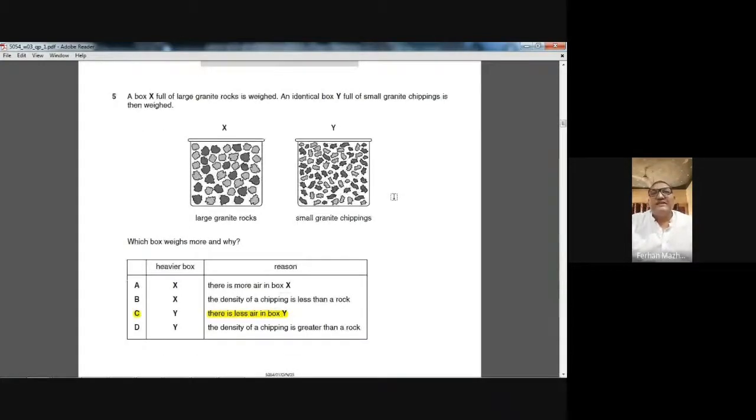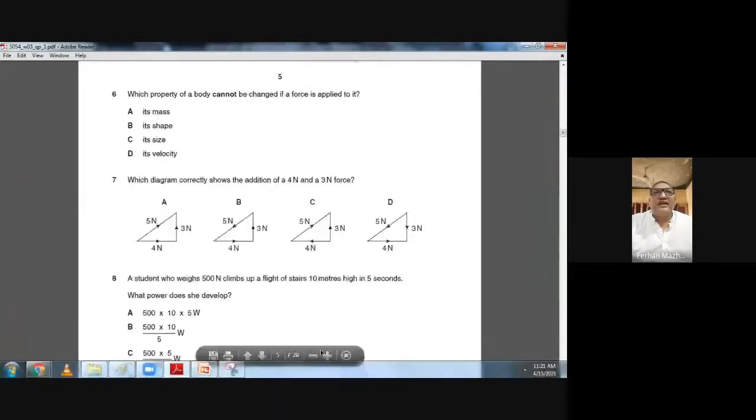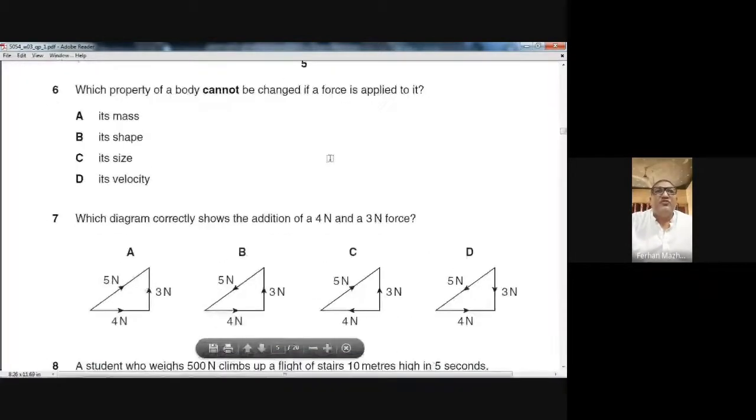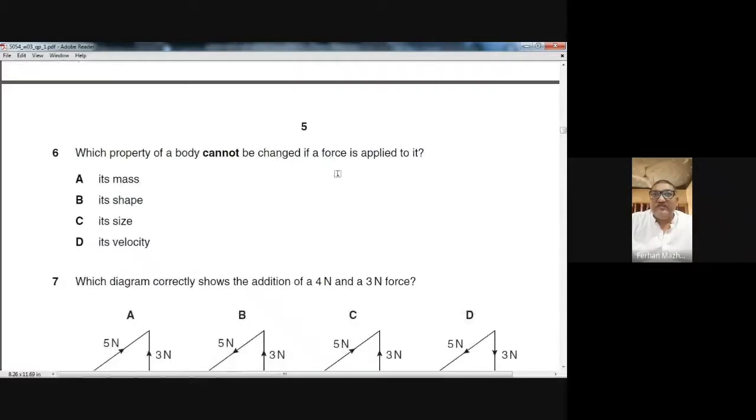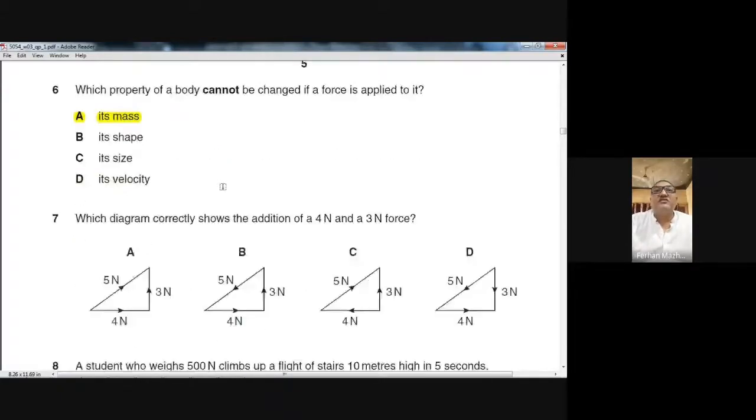Question number 6 is showing up on your screen, and it says: which property of the body cannot be changed if a force is applied? The shape can be changed, its size can be changed, its velocity can be changed. One thing which you cannot change by applying force is the mass of the object. So question number 6, A is the right option, sir.